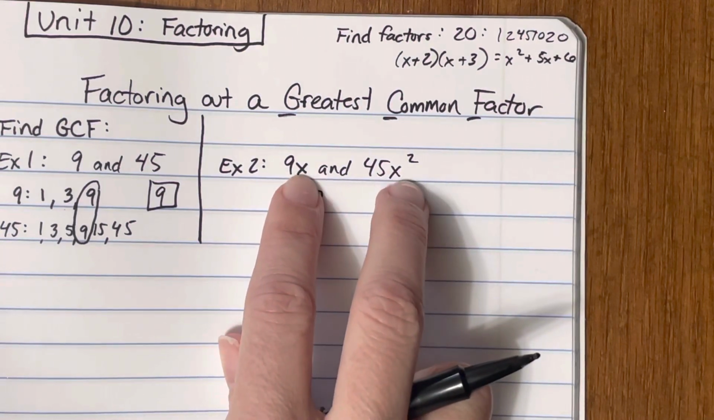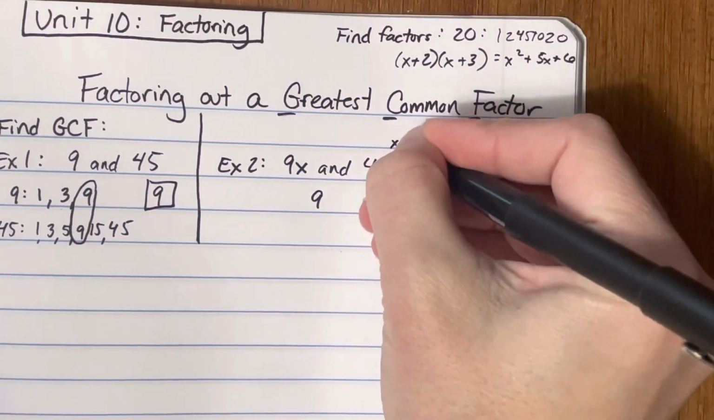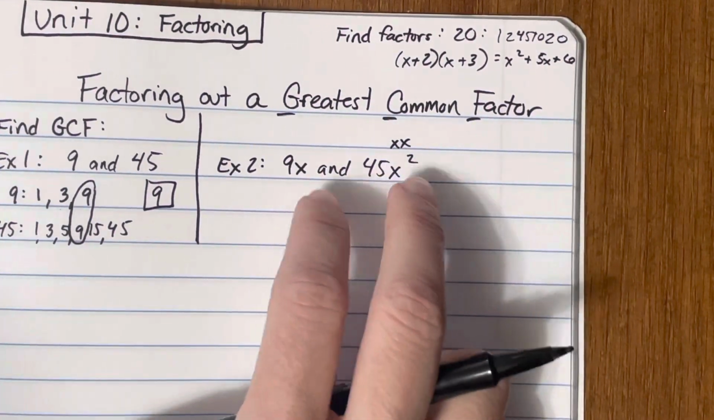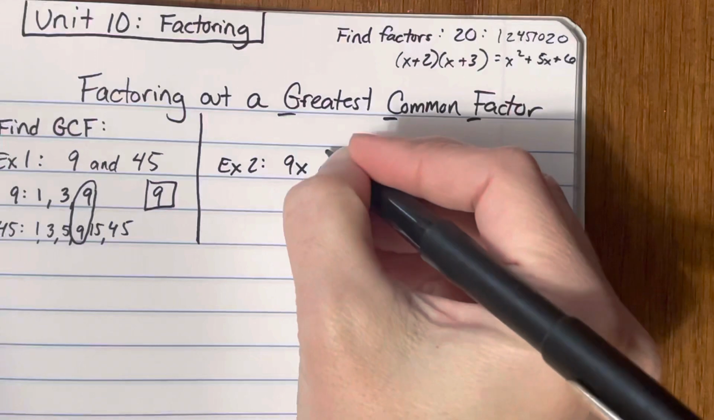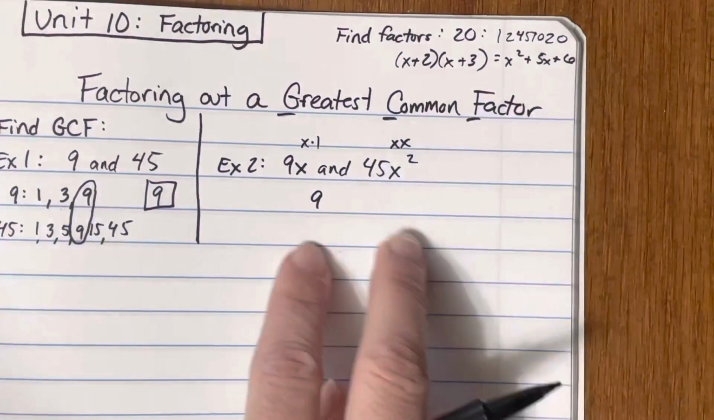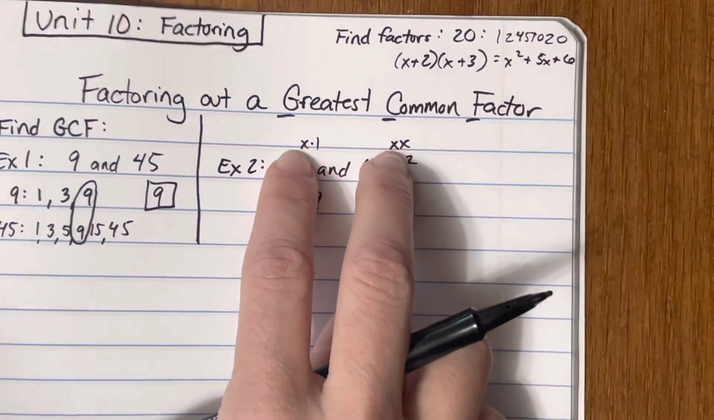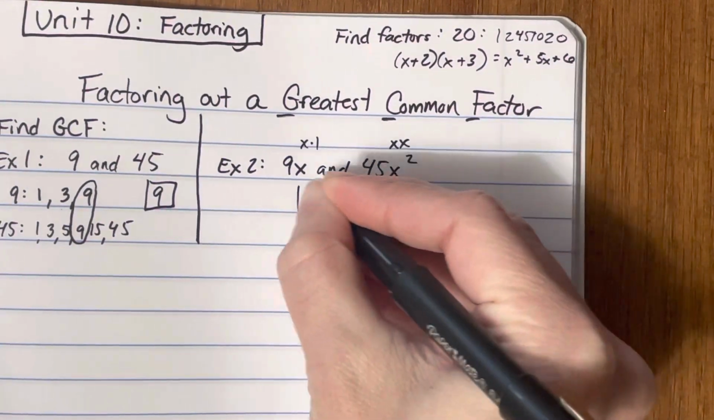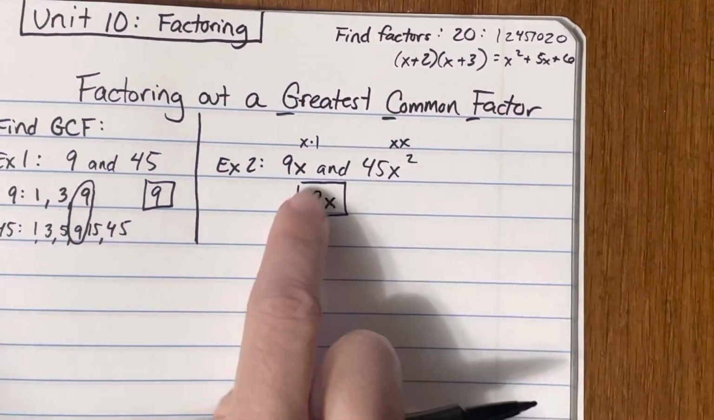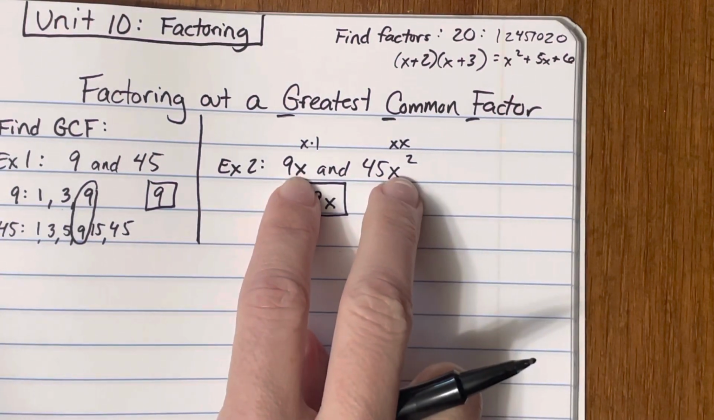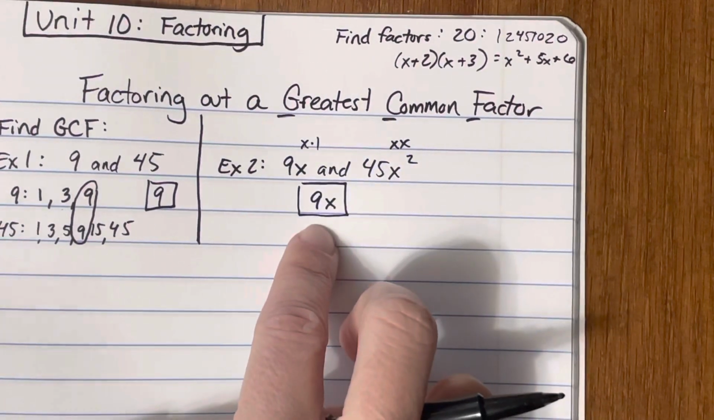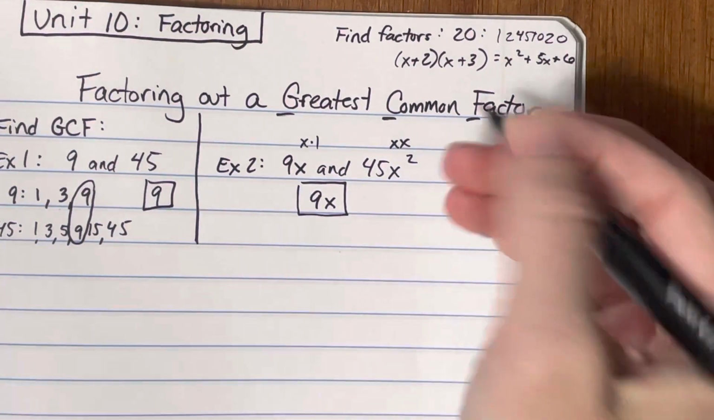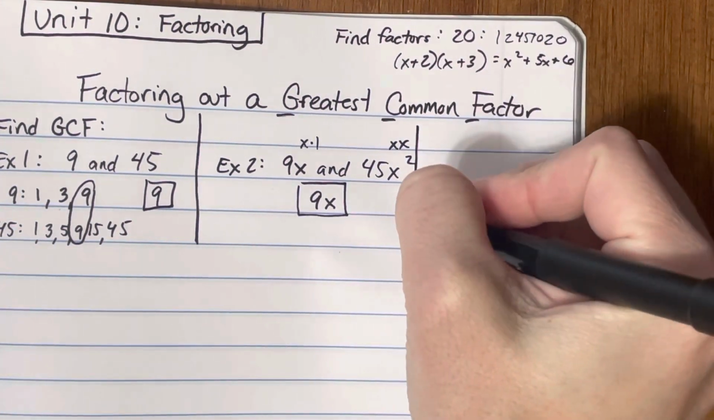So let's think about x and x squared. Well, x squared, if you'll remember, is x times x. So what do they have in common that we multiply together to get them? Well, x is just x times 1, right? And so what do they have in common? They have an x, one x in common. And so we would say that the greatest common factor is 9x. Between the x and the x squared, they have an x in common. So that's what we'll do when we're dealing with greatest common factors between variables.